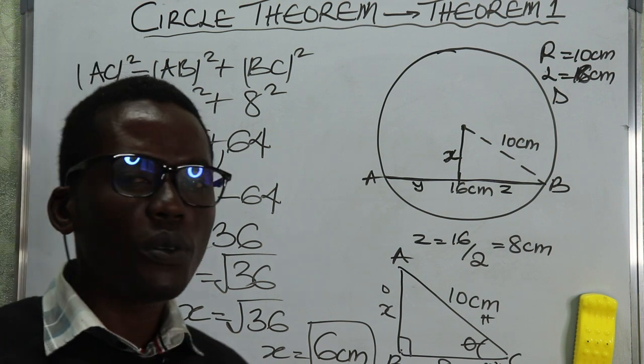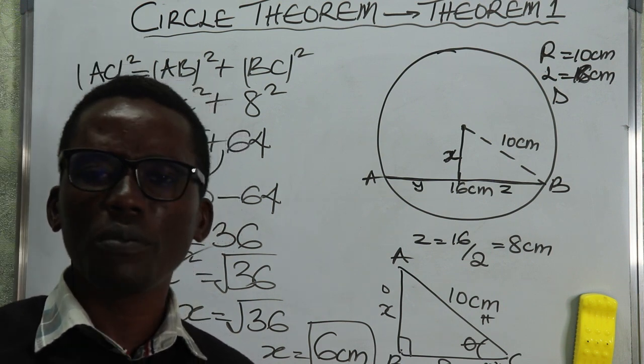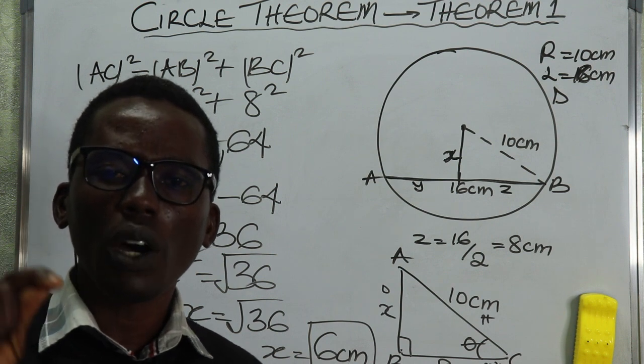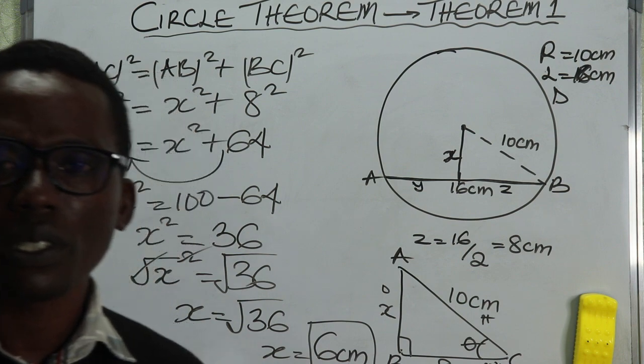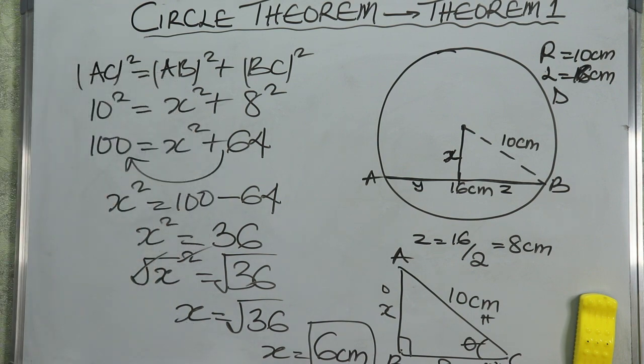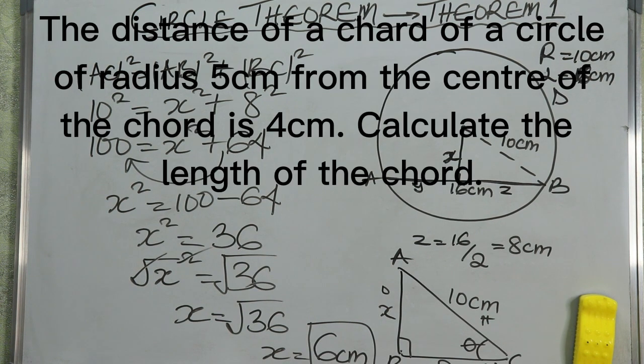Now I want to give you the second question. As I read out this question, I want you to pause this video a little and look for a way of solving this question. Now the second question says the distance of a chord of a circle of radius 5 centimeter from the center of the chord is 4 centimeter. Calculate the length of the chord.